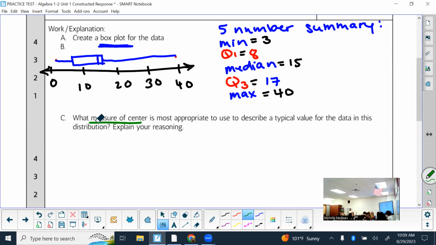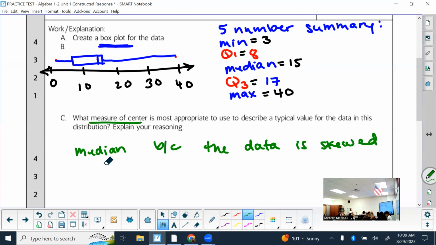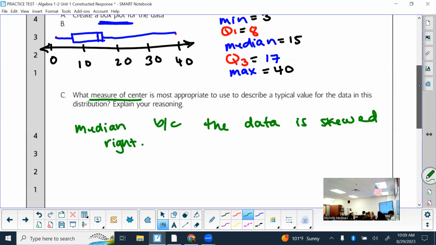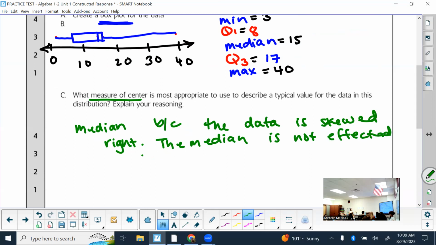Mean or median. Based on how this looks, will I use my mean or my median? Median. And why? Perfect, because the data is skewed right. If you want to be more descriptive, you could say the median is not affected by outliers. Because it's not. The mean for sure is.